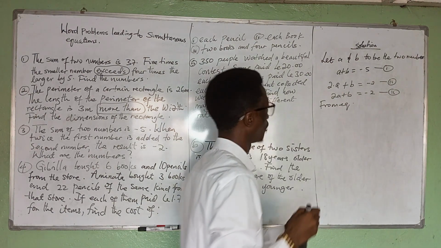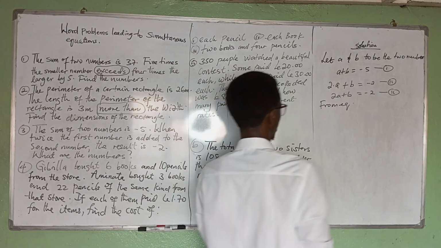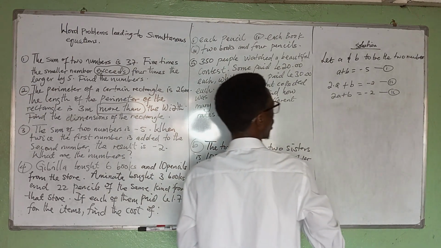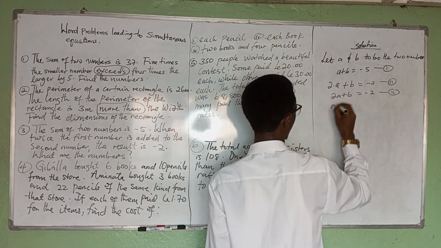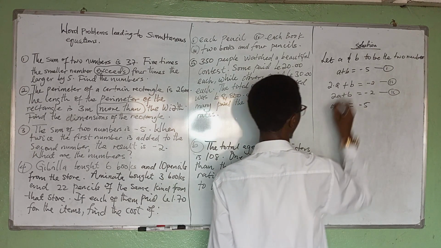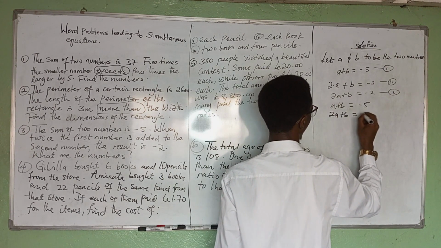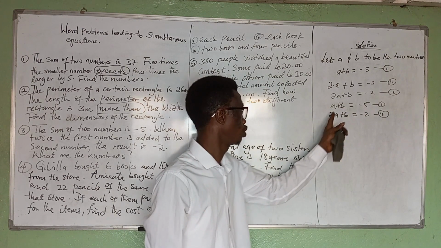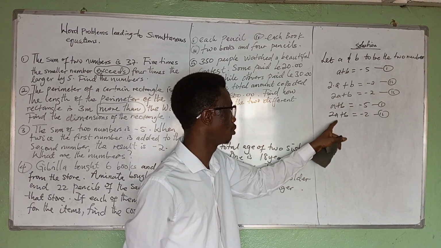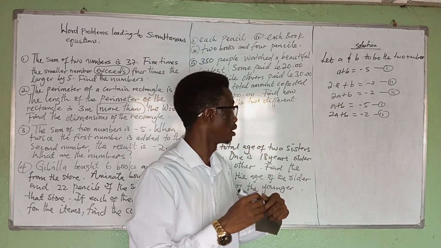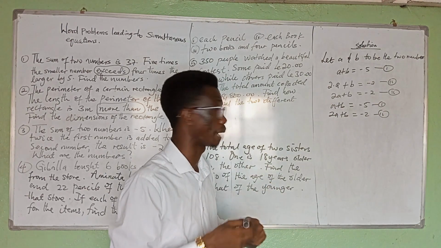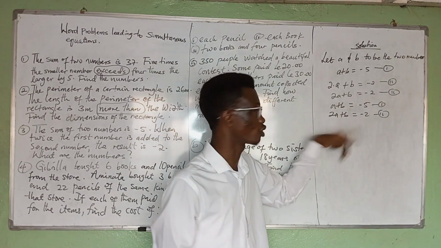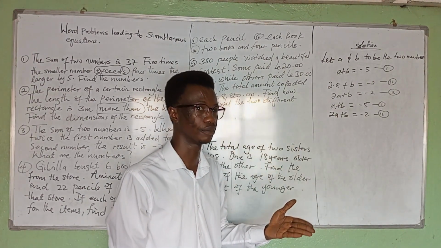So let me just use the elimination method here quickly, although I don't like the elimination method, because I hate the multiplication. So equation 1 is A plus B equals minus 5. Equation 2 is 2A plus B equals minus 2. When you want to use elimination, you have to see that the coefficient of either this variable or this variable has to be the same.